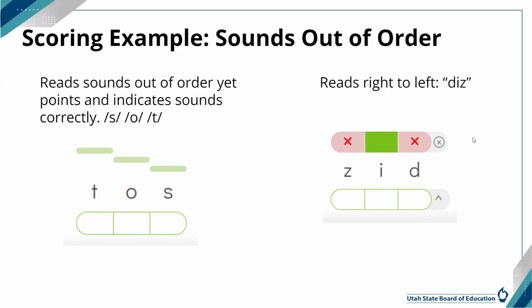When they're reading out of order and they're reading whole words, you would need to mark that initial and ending sound is incorrect, and that vowel could be left as correct. So you can either swipe it backwards or you can swipe it from Z to D. It doesn't matter which way you swipe it as long as you're marking those letters as incorrect because they were read backwards.